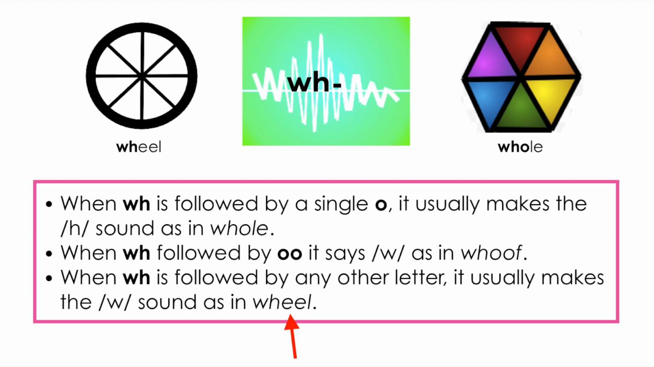When WH is followed by any other letter, it usually makes the W sound, as in wheel. And in this case, you can see that it's an E that comes after it, so it sounds like a W.